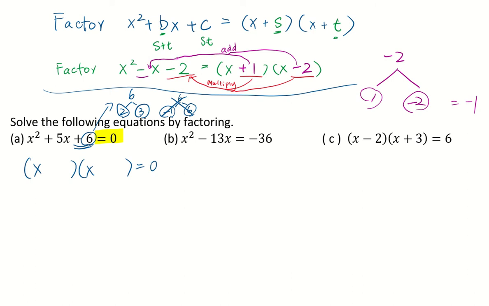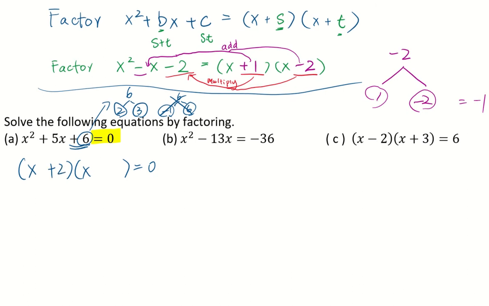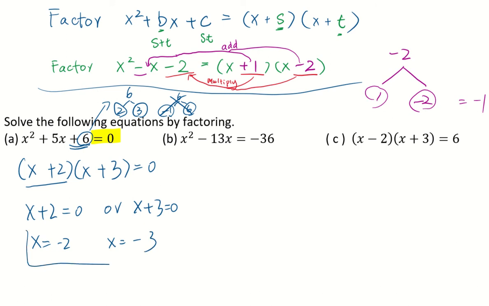So we found the two numbers. One is positive 2, the other one is positive 3. So we're done factoring the left side. Now we can come up with two equations. Either the first factor, x plus 2, is equal to 0, or the second factor, x plus 3, is equal to 0. Now solve for each equation. You will have two solutions here. x equals negative 2 or negative 3.